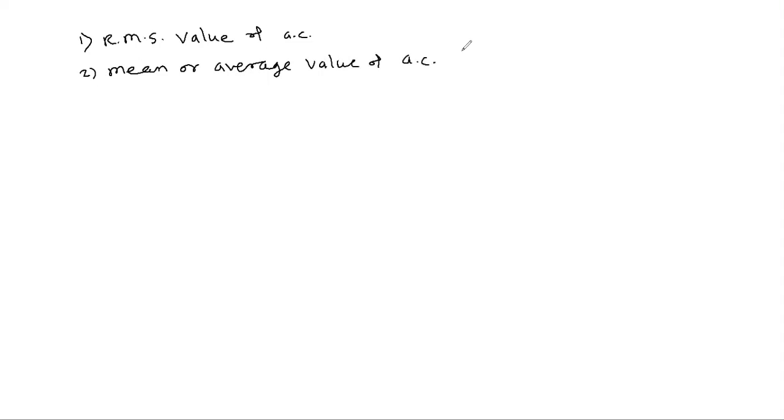In the previous lecture, we have discussed the main topics: first, the RMS value of alternating current; second, the mean or average value of AC over half cycle and over the full cycle, and the relation between these two.